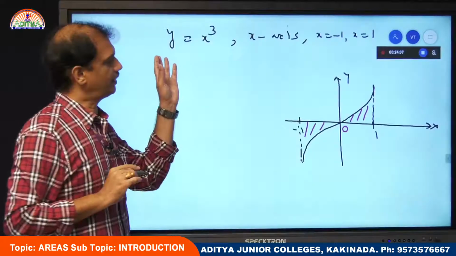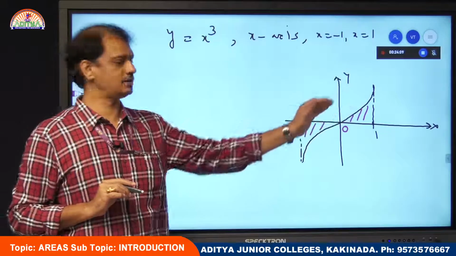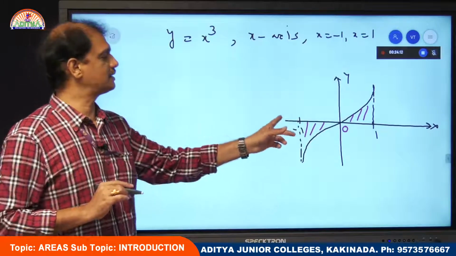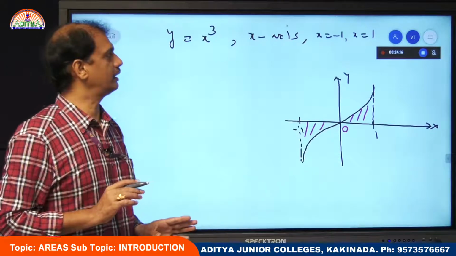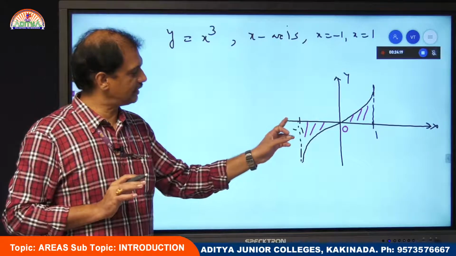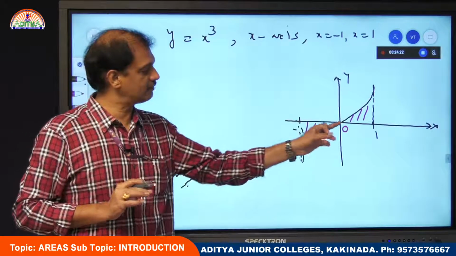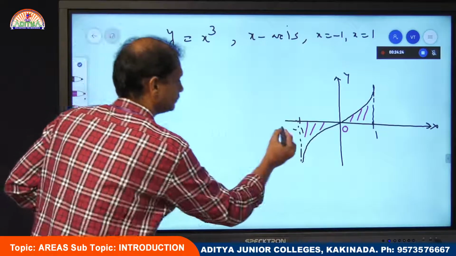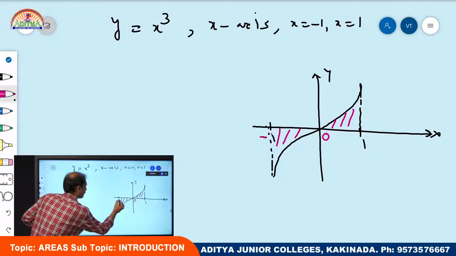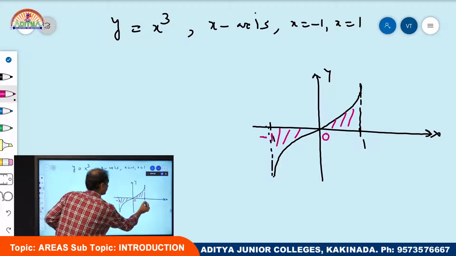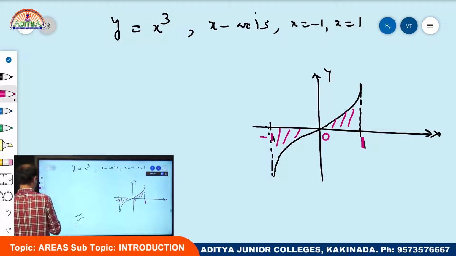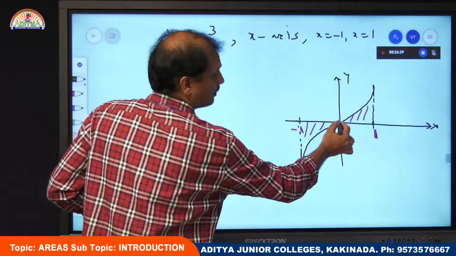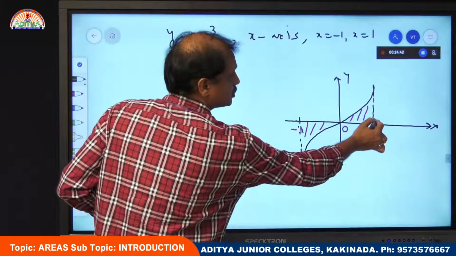Now see the graph, y equal to x cube. This is concave upwards and here it is concave downwards. Now the limits are minus 1 to 1 and the intersection point with the x-axis is 0. Here you can clearly observe that the graph is negative when x is running from minus 1 to 0. Now, the graph is positive when x is running from 0 to 1.